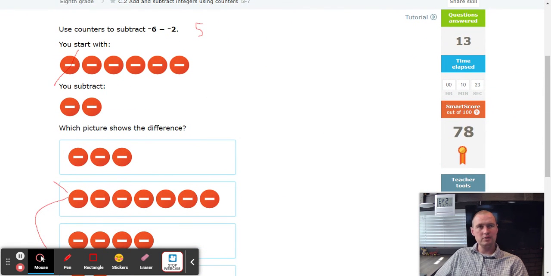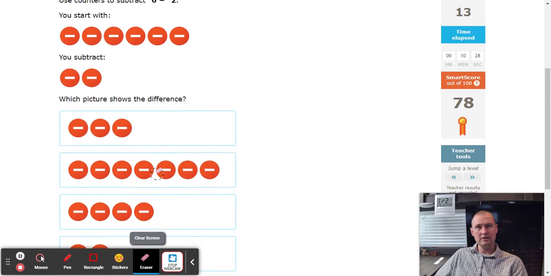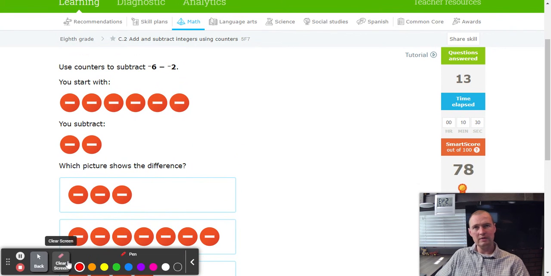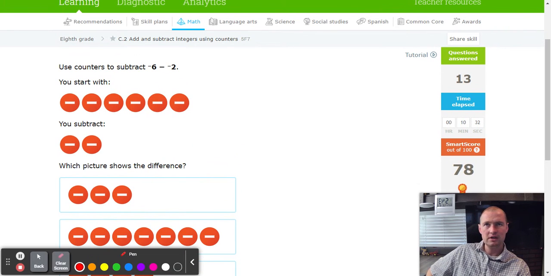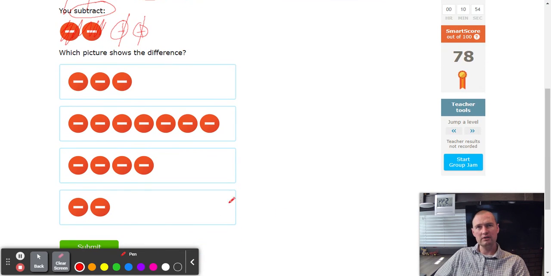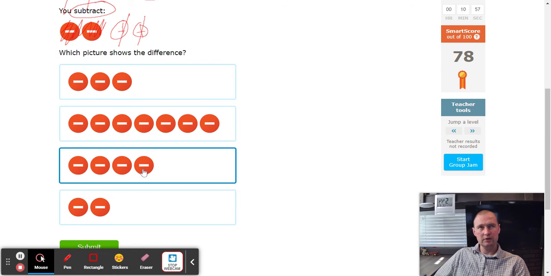All right, last problem. We got a smart score of 78, 13 questions answered. Again, always look at the problem carefully. It looks like a lot of red. But wait a minute. It's one of those kind of sneaky ones. Subtract means opposite. See how that subtract means opposite? So instead of negative, we want the opposite. We want positive. So subtracting a negative means opposite of positive. Wait a minute. Opposite, opposite. Those cancel out. Opposite, opposite, those cancel out, and therefore, what do we got? Negative 4 counters. So we're going to go ahead and choose negative 4 counters.